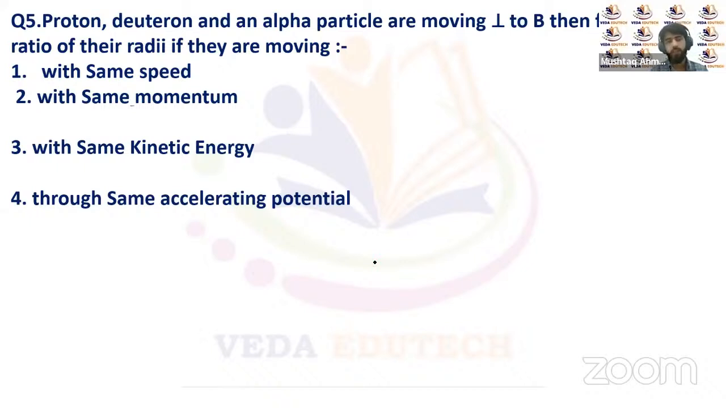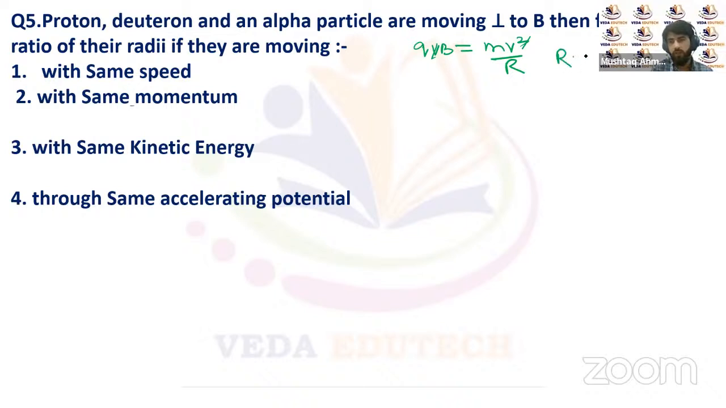Now let's discuss question number 5. A proton, neutron, and an alpha particle are moving perpendicular to a magnetic field, and we need to find the ratio of their radii. We know that whenever a charged particle is moving perpendicular to the magnetic field, the path followed by that charged particle, once the magnetic force acts on it, is a circular path. The maximum force acting on that charged particle will be QVB, and that will be equal to the centripetal force, mv square upon r. So from here, one v and v will get cancelled.